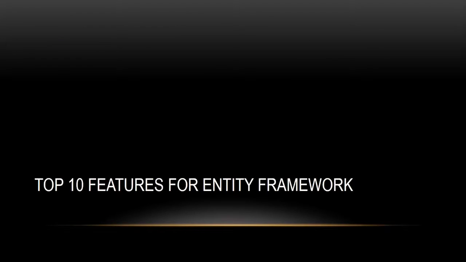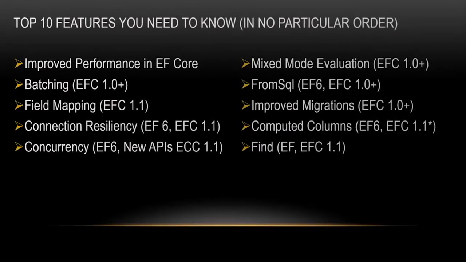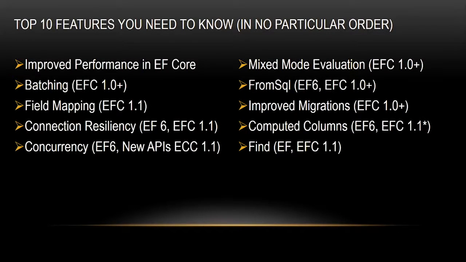All right, so enough of the slides. We're about to jump out into these 10 features that I think, again, this is my personal opinion, but these are the 10 things that you really need to know about Entity Framework. First and foremost, the improved performance. Got a great demo from Rowan that shows how much faster EF Core is than EF6 going against AdventureWorks. Batching of calls that helps with performance, but it's also customizable. Field mapping, brand new in EF Core. Connection resiliency brought back into EF Core with 1.1.